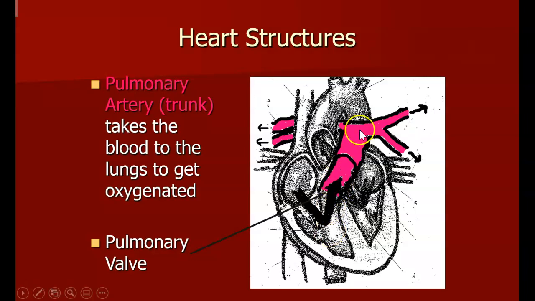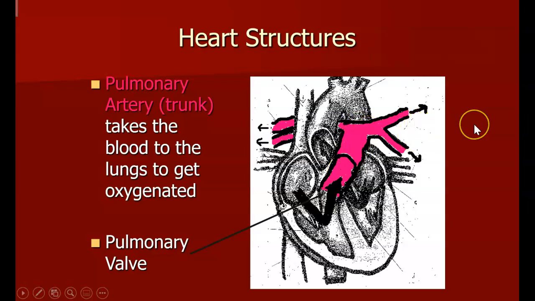This oxygen poor blood is going to leave the pulmonary artery and go into the lungs. The pulmonary artery is the only artery in the body that carries oxygen poor blood. It is structurally an artery, which is why we call it an artery. Arteries are thicker than veins. Every other artery is going to carry oxygen rich blood. This one does not. It's oxygen poor blood.